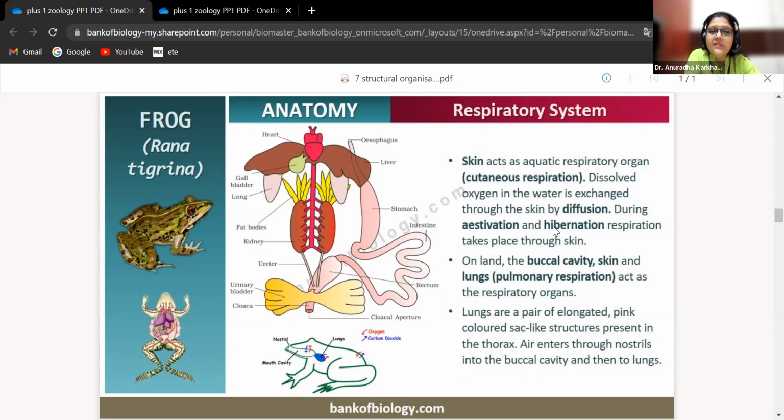Okay, so उनके पास 3 organs होते हैं respiration के लिए. Buccal cavity तो है, skin है plus buccal cavity plus lungs. So they also have got pulmonary respiration. Yeah, pulmonary respiration is very much similar to humans. Lungs are a pair of elongated, pink-colored, sac-like structures present in the thorax. Same definition है अपना भी. Air enters through the nostrils, which will reach the buccal cavity, which will then reach the lungs. Correct? Same pathway.